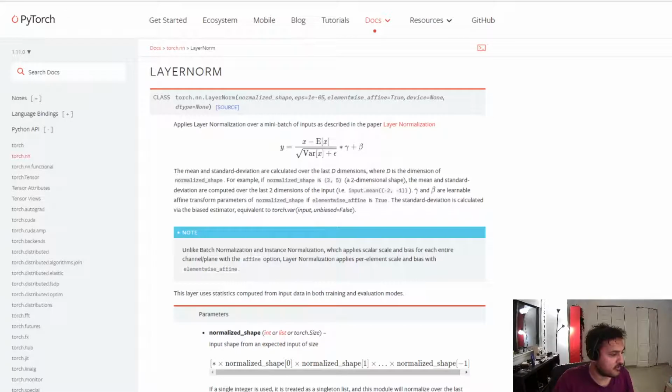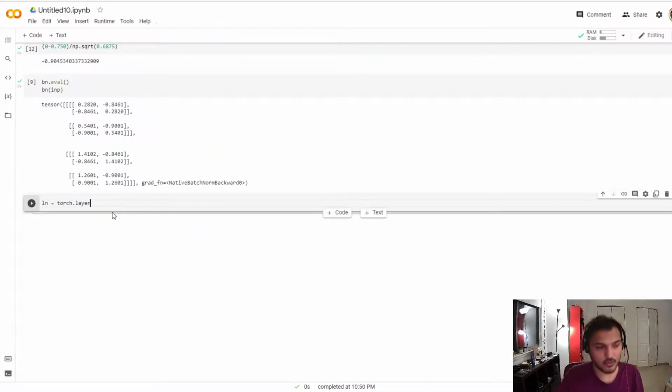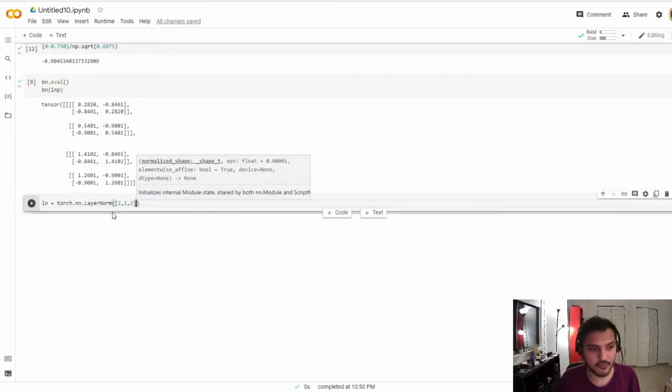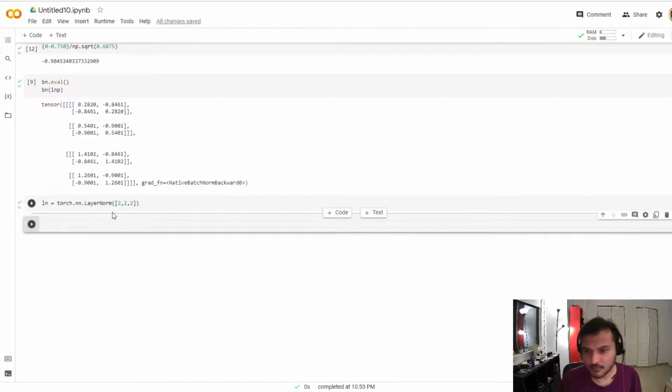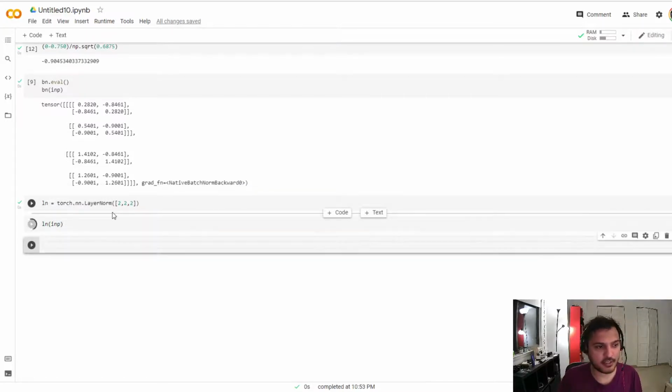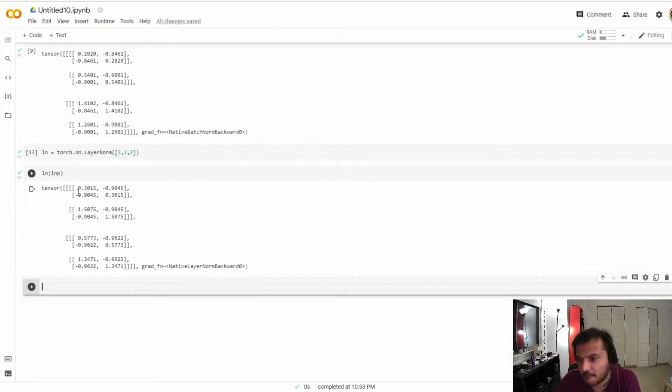All right, so let's jump into layer normalization. Let's do torch.nn.LayerNorm, and then I will pass my CHW dimension, which is 2, 2, 2, and that's pretty much it. Now let's pass the input, and we get the value. I want to show you that layer normalization statistics are computed per sample. Let me just work out one of these to show you that this is actually working. So remember, the mean and standard deviations were computed per sample.